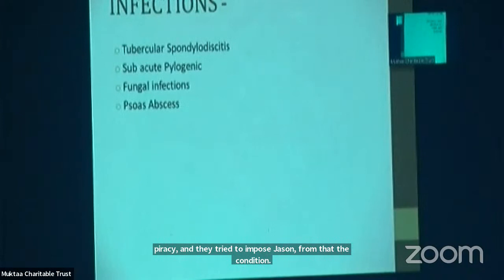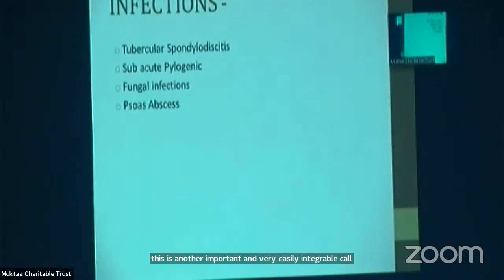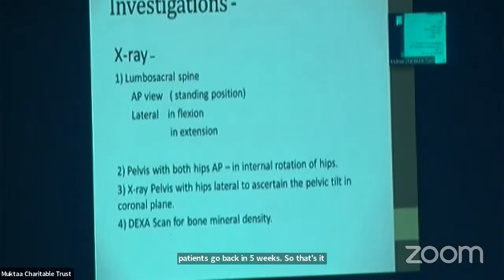Coming to less common causes, infection, but tubercular spondylodiscitis is again on the rise with the rise in HIV patients and low immunity patients. Subacute pyogenic, psoas abscess, fungal infections are other infective causes.